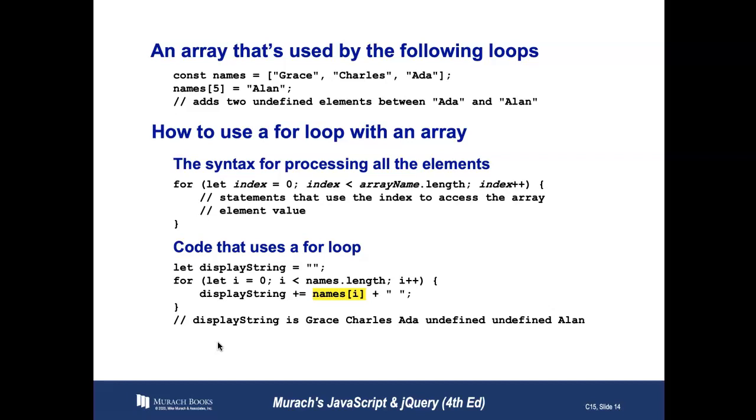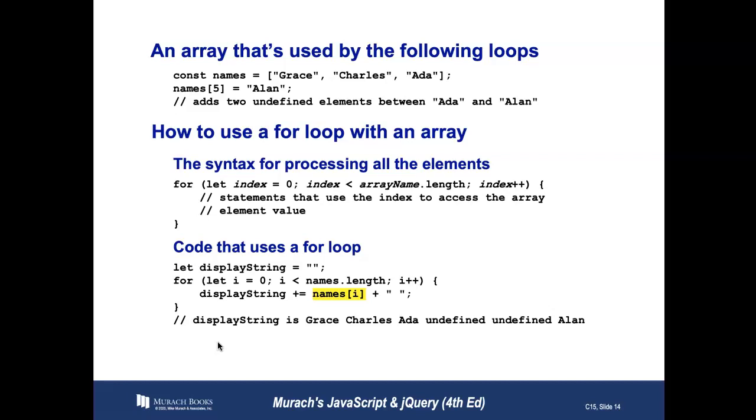We can use our for loop. We can let our index start at 0 because it is an array. As long as the index is less than the length of that array, we add 1 to the index on each turn of the loop. Then we can write a statement that uses the index to access the array. And lastly, we can deal with the element's value and do something with it, either output it or construct a string or something like that.